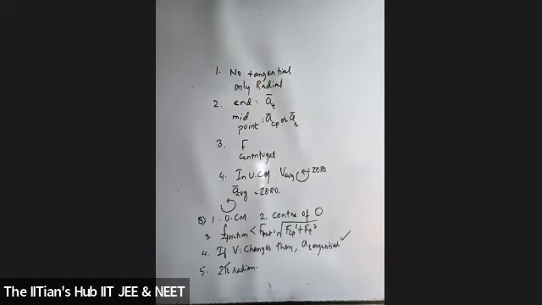See, the first one: there is no tangential, only radial. Students, they are asking about a body performing uniform circular motion. There is no tangential acceleration for UCM. It will be only radial acceleration. Then the next one is for a body which is oscillating. It has tangential and radial acceleration.